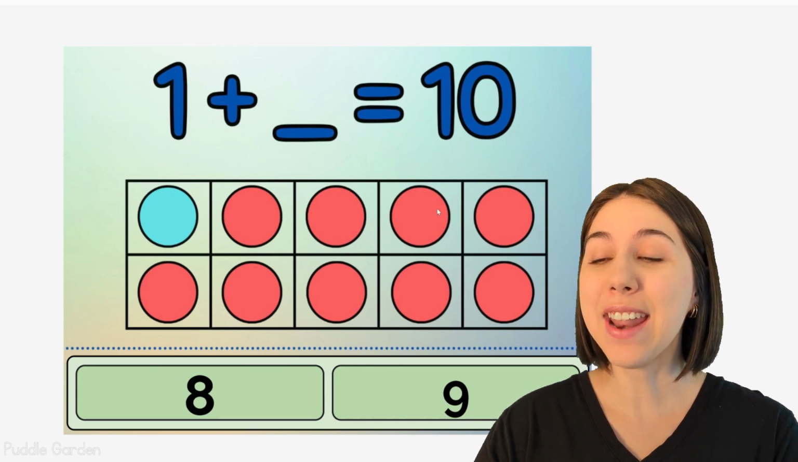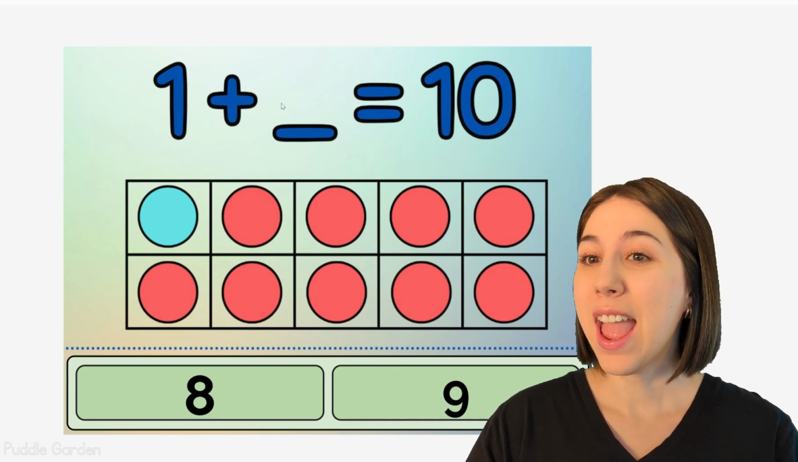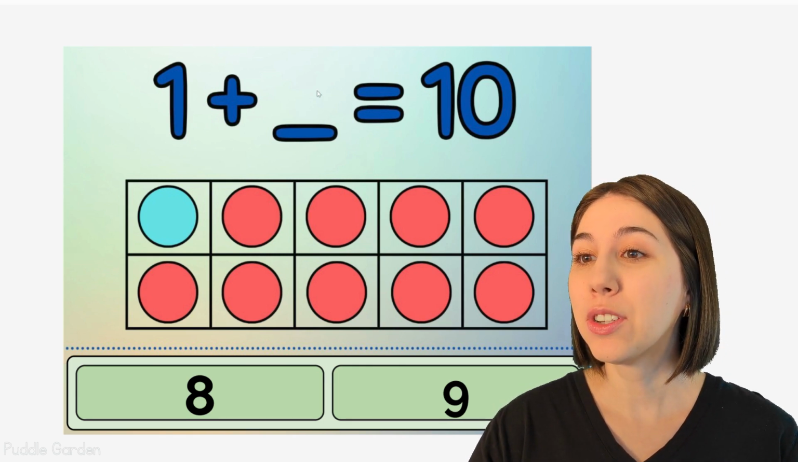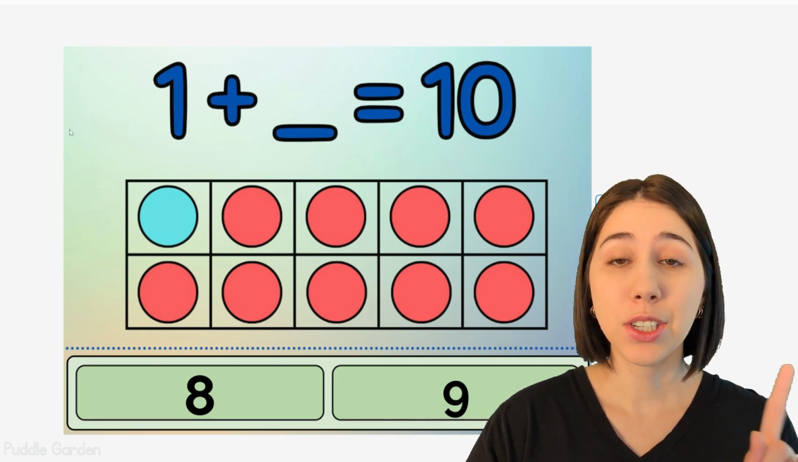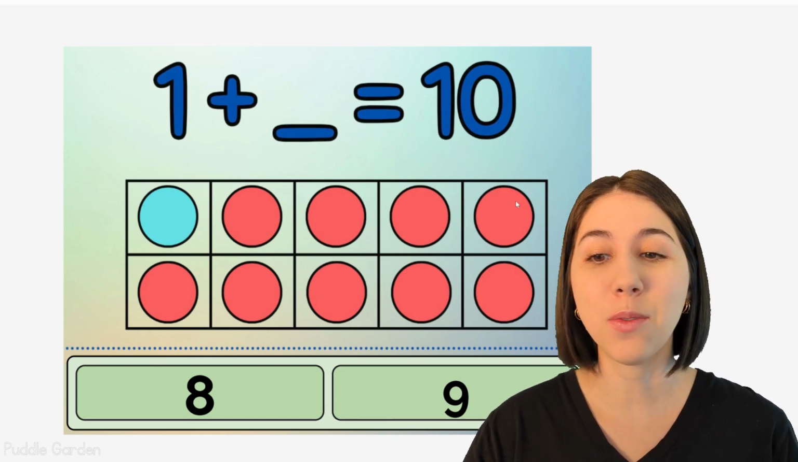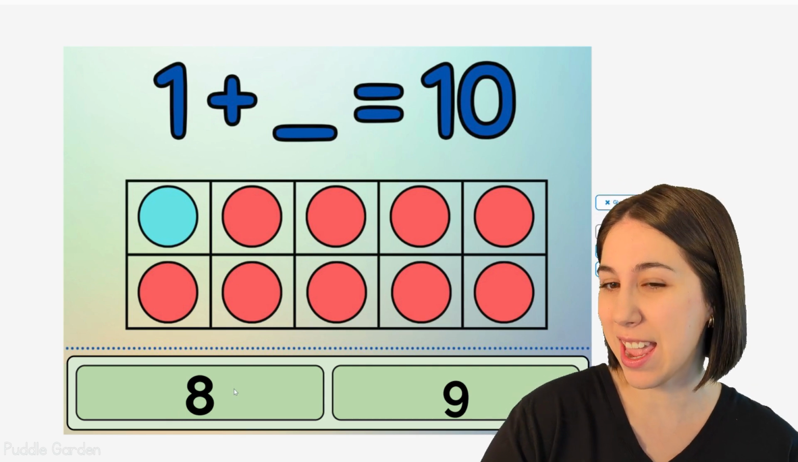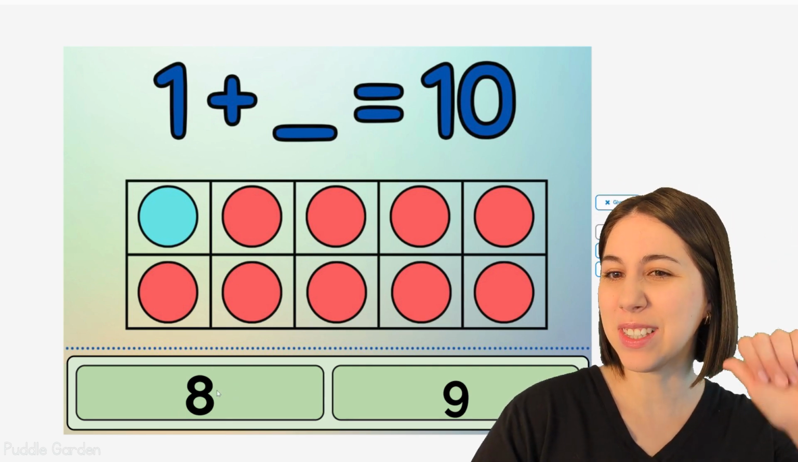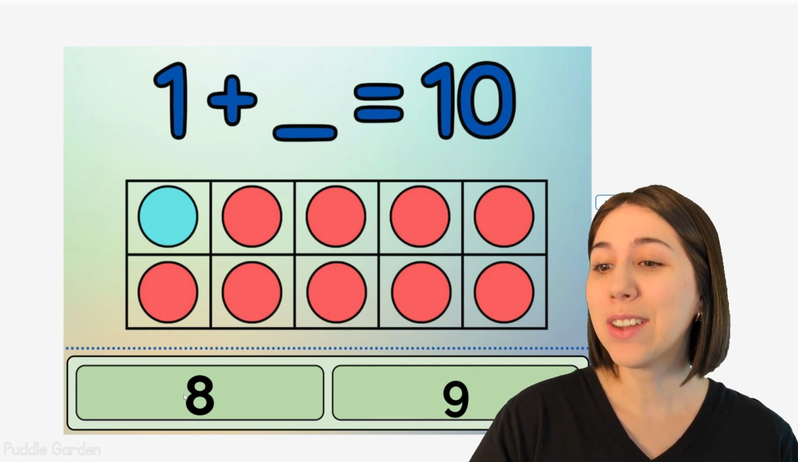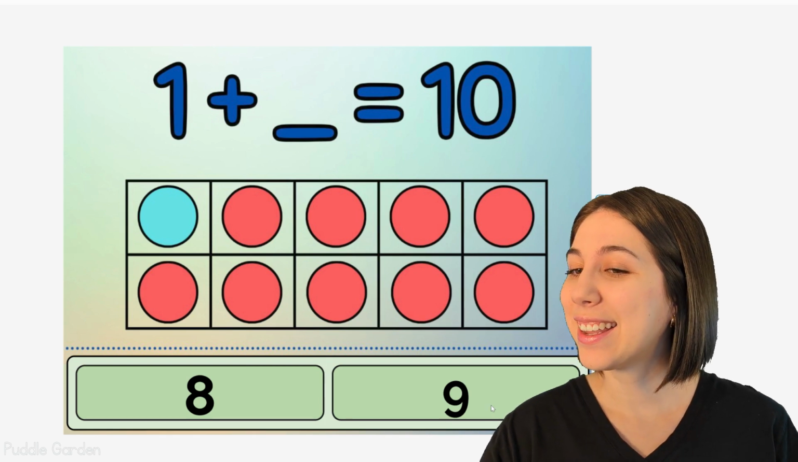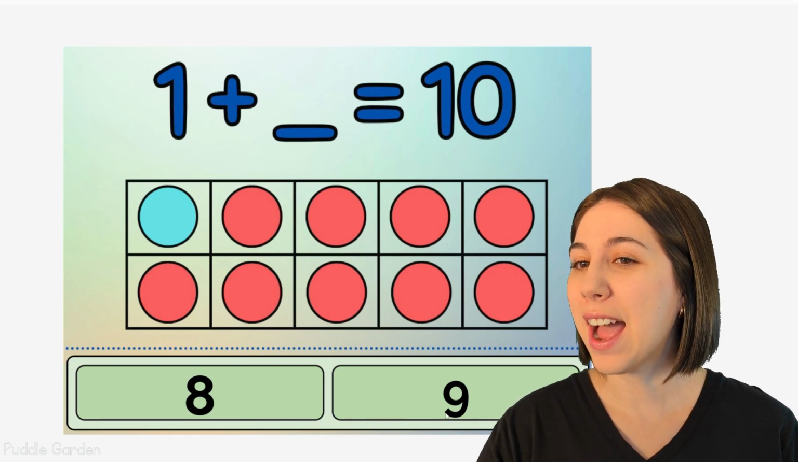We want to add a number to 1, and we want this number to equal 10. So 1 plus what equals 10? Do we think it's 8? Thumbs up or thumbs down? Do we think it's 8? Or do we think it's 9? 8 or 9? Let's go ahead and count.